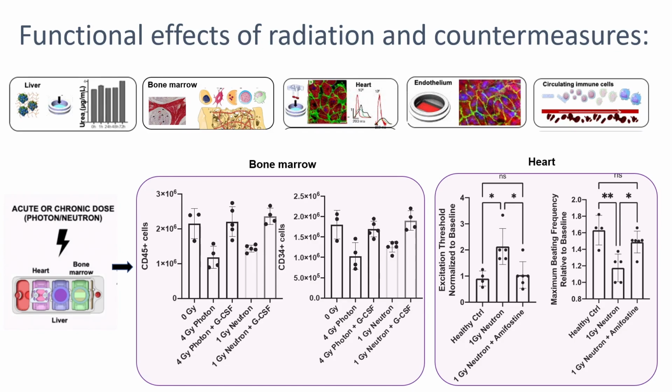So what you see here is how, at the left, how the bone marrow responded. So there are two populations of cells that are important, CD45 positive and CD34 positive. What you see here, this is the baseline, how many cells we have, CD45 cells, being generated by bone marrow. So this is the baseline, the first bar. The second bar is exposure to photon radiation.